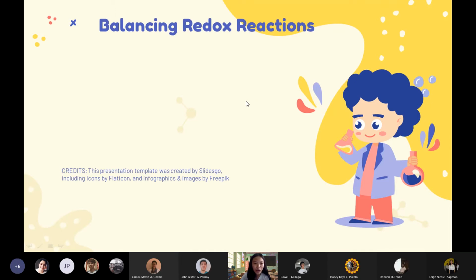Actually, Mr. Gallego has already explained to you the nature of balancing redox reaction, what it is all about. Natakol na ni Mr. Gallego in his slides, but Mr. Rubio would like to give some few more examples.